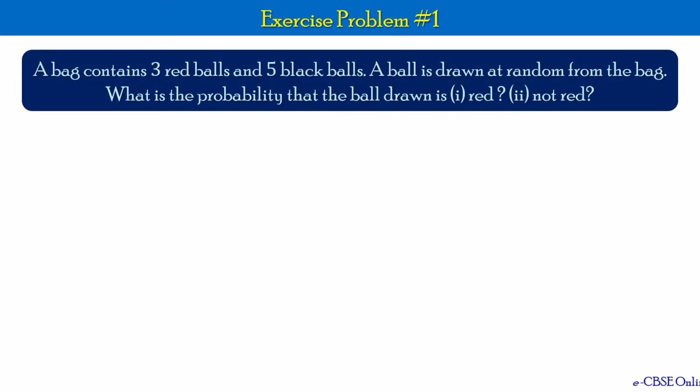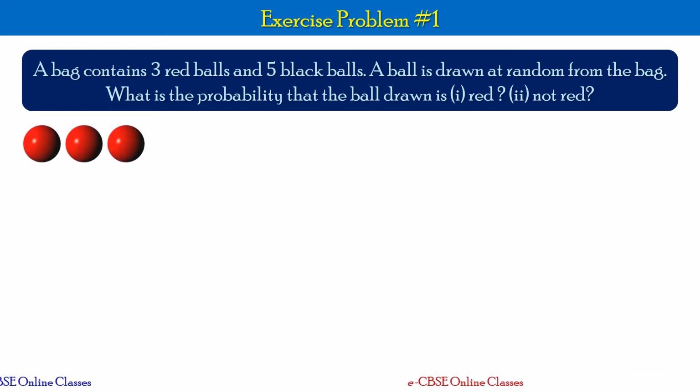Now let's go to the first exercise problem. The problem statement reads like this. A bag contains 3 red balls and 5 black balls. A ball is drawn at random from the bag. What is the probability that the ball drawn is red? And the second question is not red.